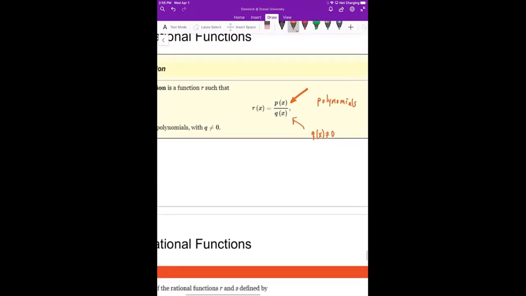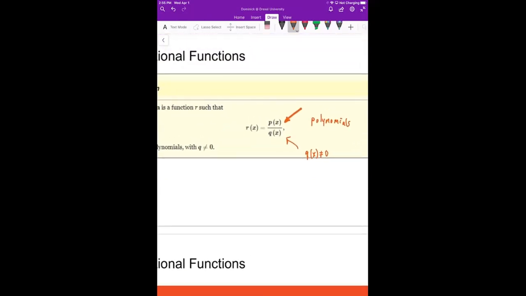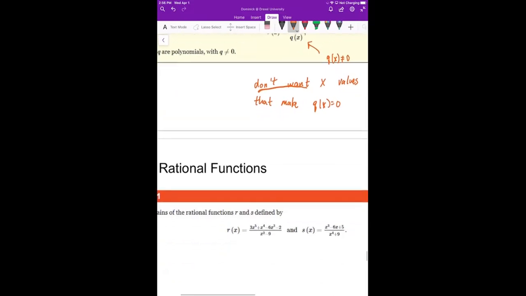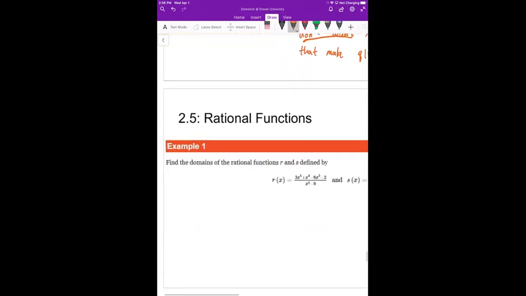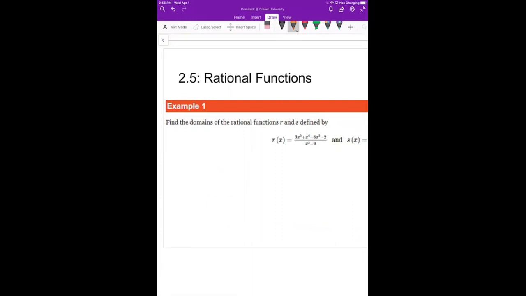Now, of course, since we have something in the bottom of a fraction, we have this potential domain issue, right? So we also don't want x values that make q of x 0. Right, because then we have a domain issue, of course. So this first example is going to call attention to that, right? So we want to find the domain of each of these rational functions here, of r and of s.